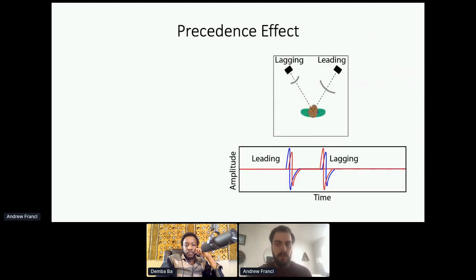So in a classic version of the precedence effect psychophysics experiment, a human subject is placed in an anechoic room with two speakers located at positive and negative 45 degrees to their left and right. And each speaker then emits a single click with a variable time delay between them.